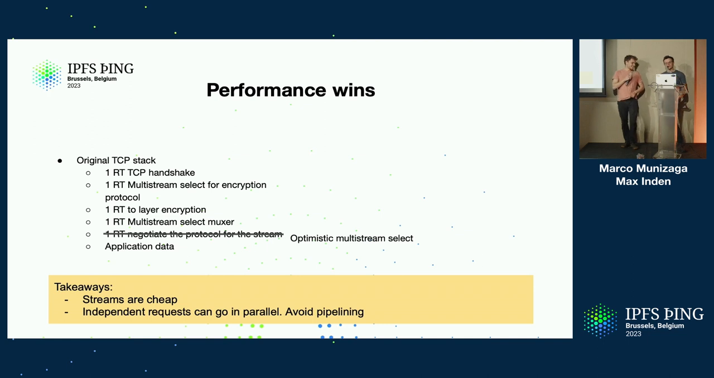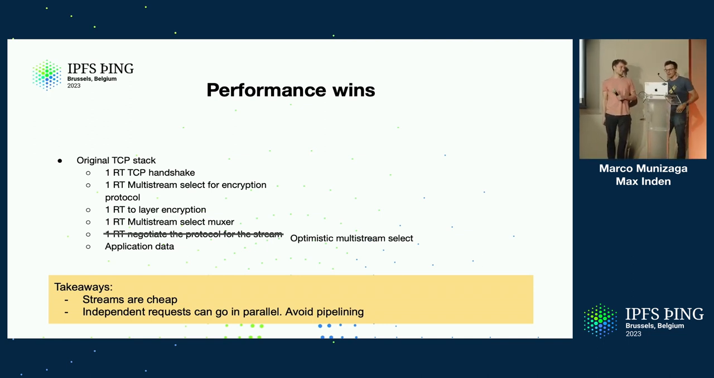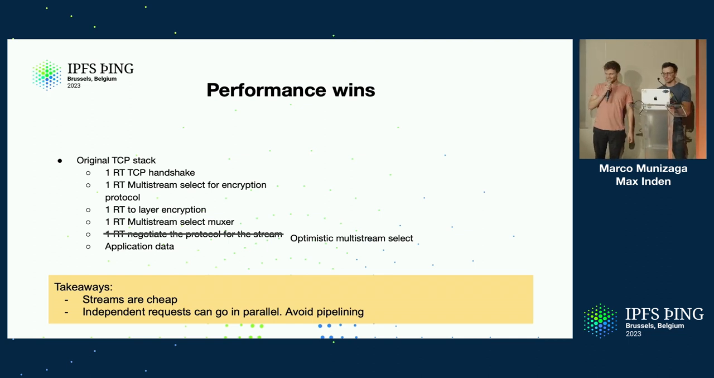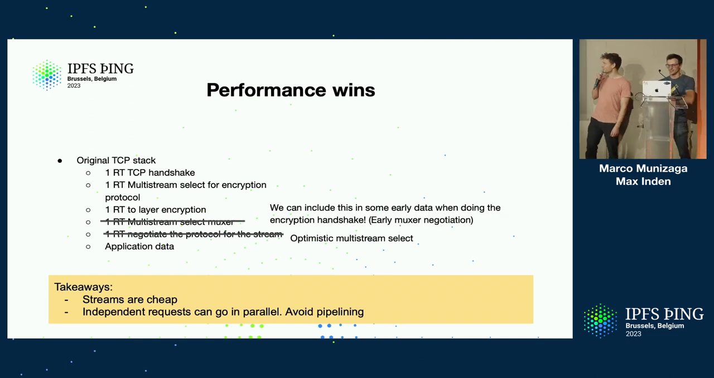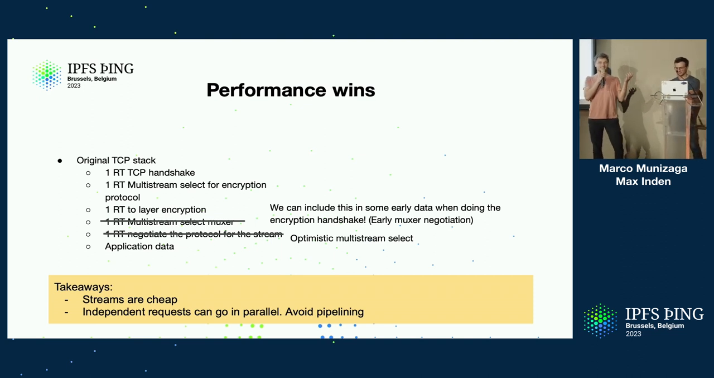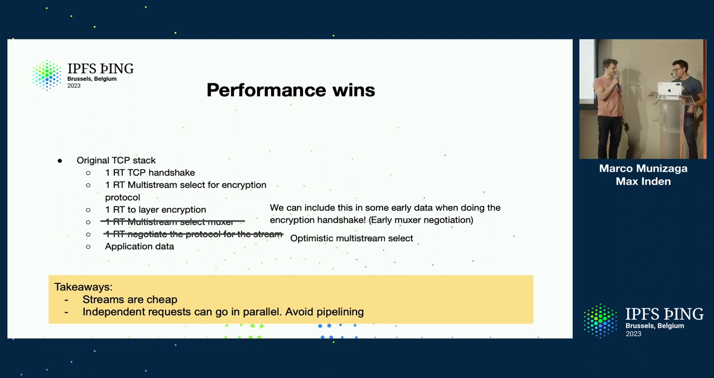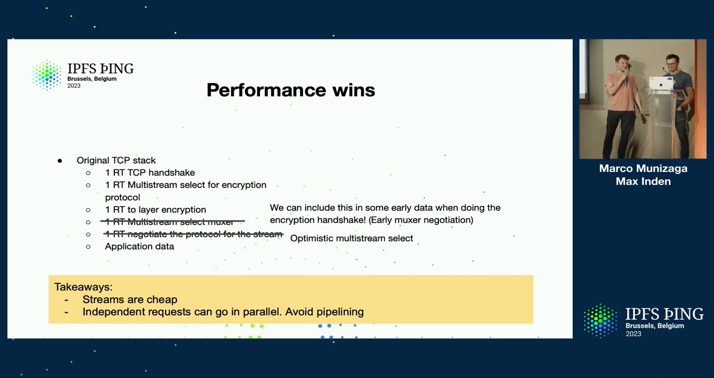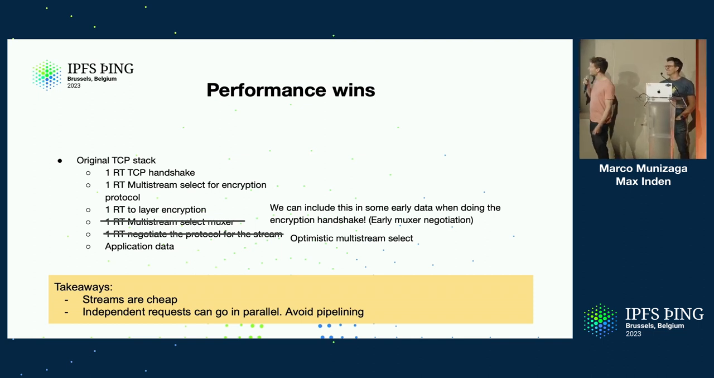So I think we can also do one more thing here. We are doing a round trip to select a muxer. Can we move this up a layer? Can we include this in some early data? Another round trip. Cool. Okay. So does that mean we save an entire round trip for every connection? Yeah. Whoa. Cool. Back then in kindergarten, that would have been cool.